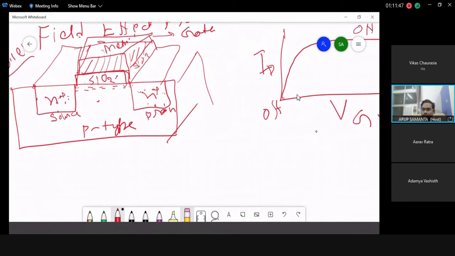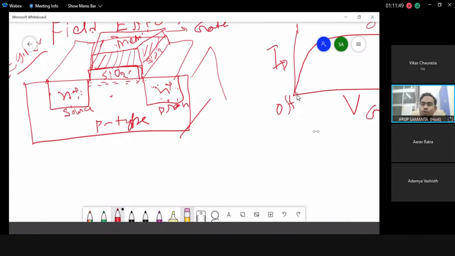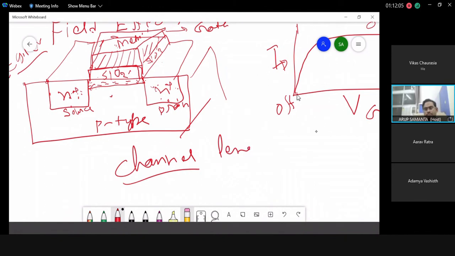This is called the MOSFET. Nowadays, most of your laptops use these types of transistors where you are storing the data. This length from source to drain we call the channel length, or we also call it the node.